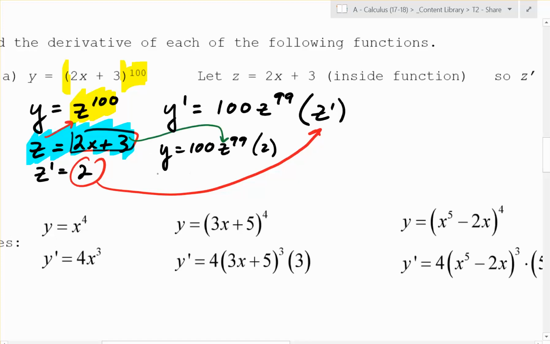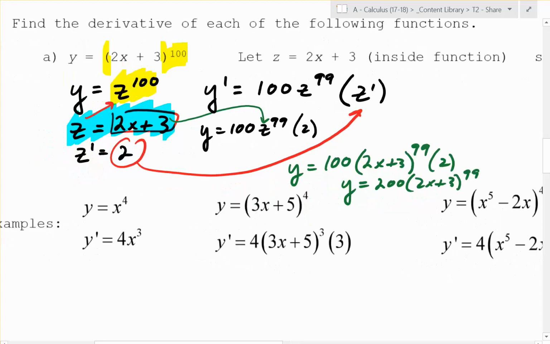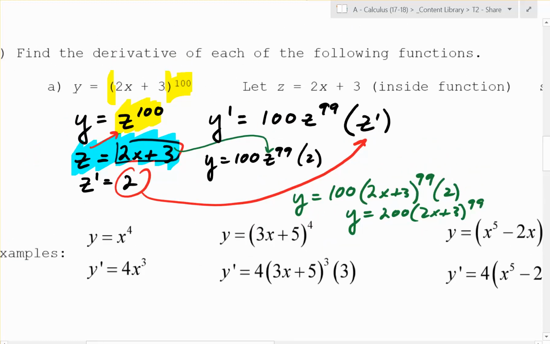And what do you end up with? Y prime equals 100 times (2x plus 3) to the 99 times 2. You could clean it up a little bit and make it y prime equals 200 times (2x plus 3) to the 99. That is a lot better than multiplying the whole thing out. Another way you can see it is you look at the original function and take the derivative of the outer function, the yellow part, so that 100 drops to the front, then you reduce the exponent by 1 to make it 99, and then you multiply by the derivative of the inside, which creates the 2.